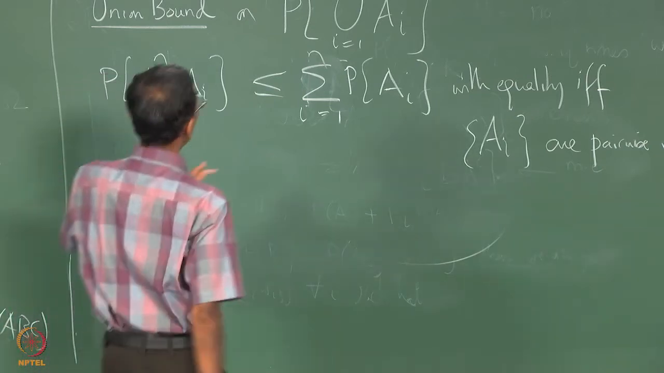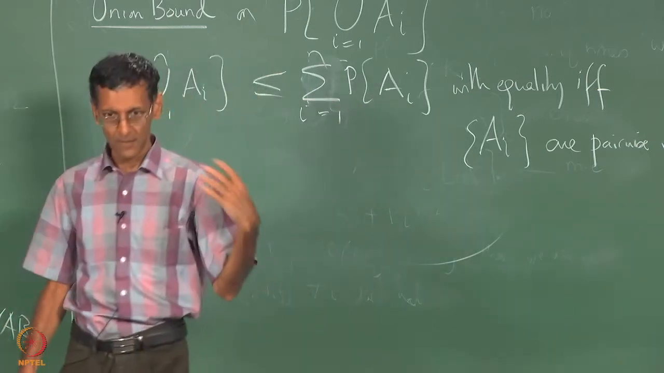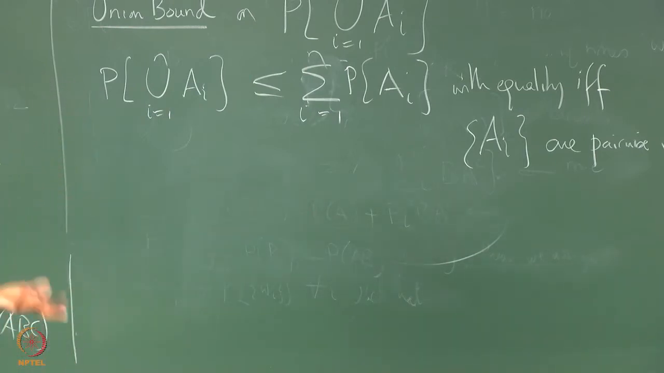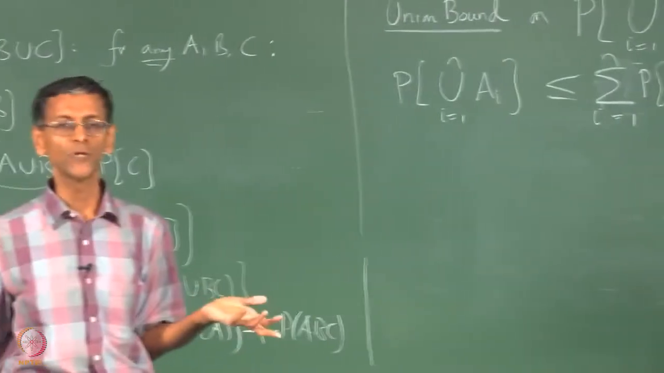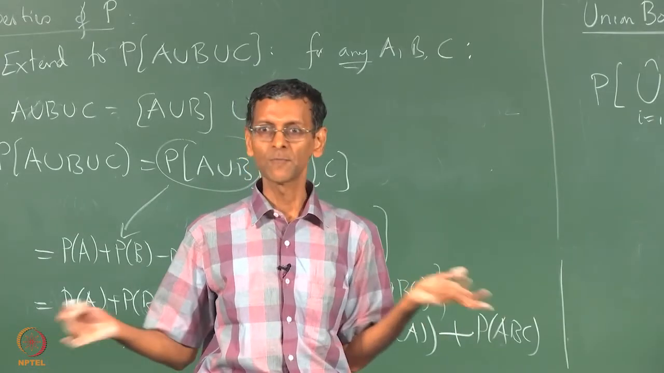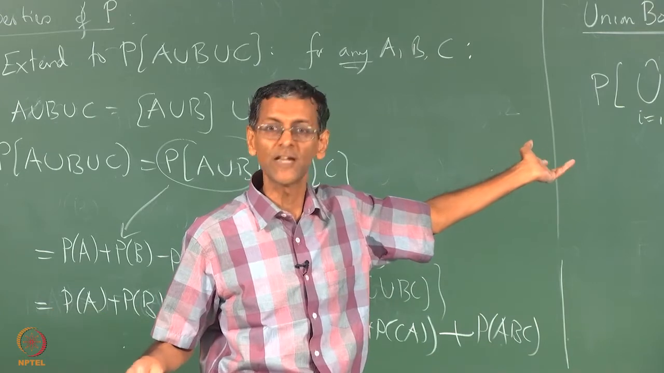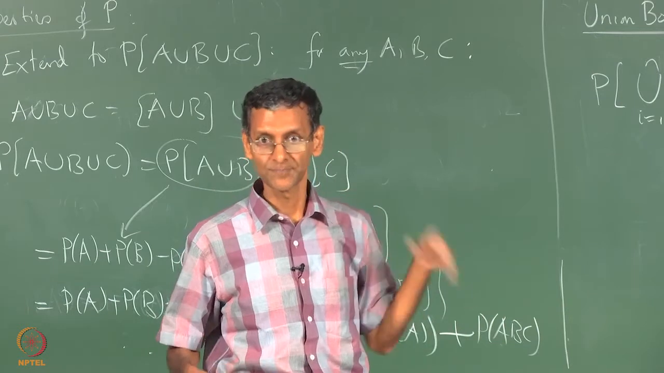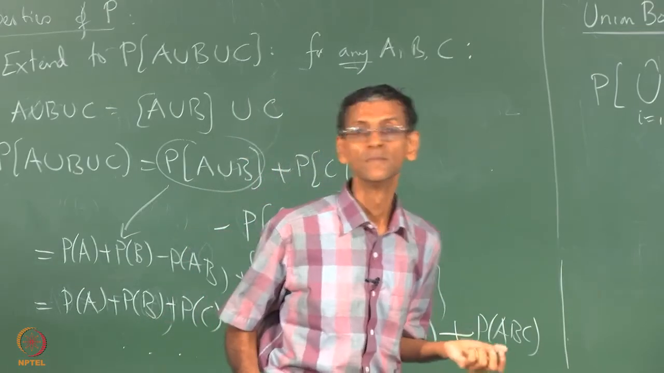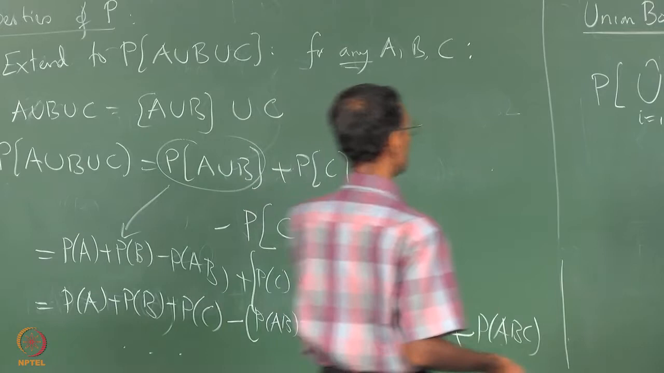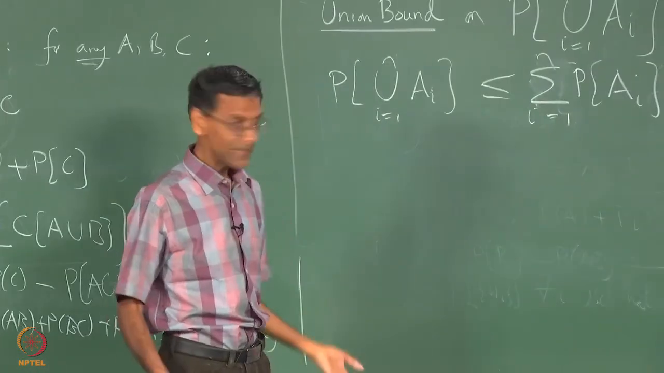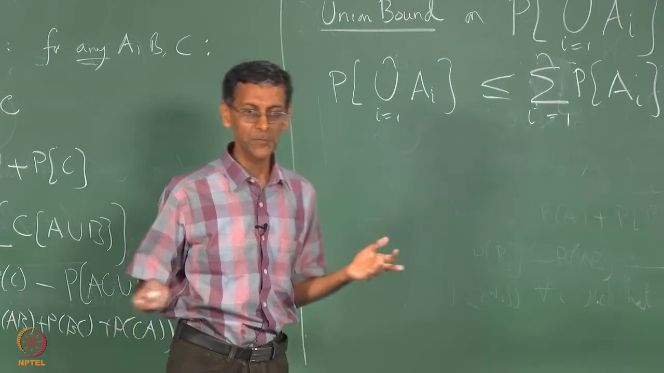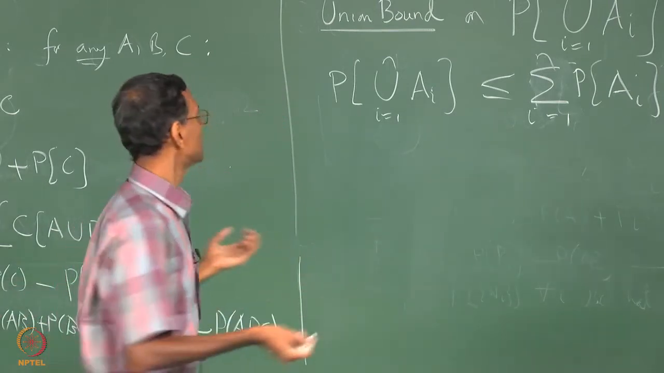If you want to actually formally prove this, you have to start with the first pair itself. Let's say A1 and A2. P of A1 union A2 is clearly upper bounded by P of A1 plus P of A2 because P of A1 intersection A2 is going to be non-negative. Then you extend that by induction, you get this. So this is the union bound, very useful in many examples, especially in bounding some error probabilities in communication and so on.